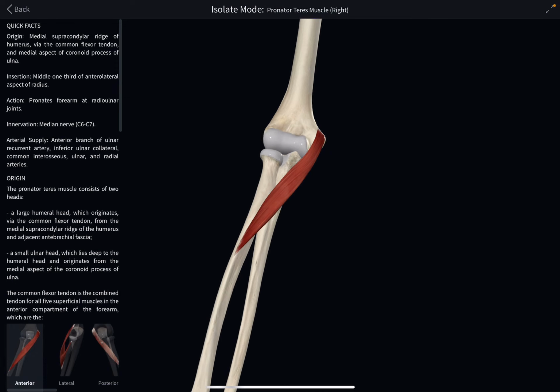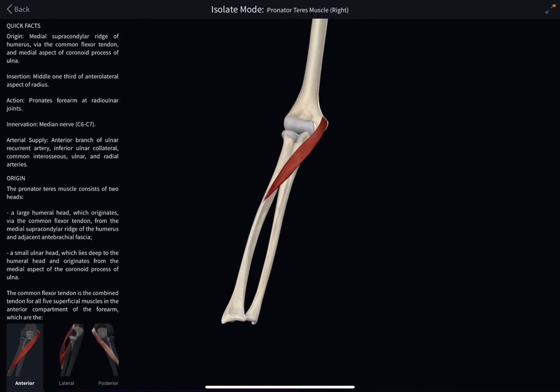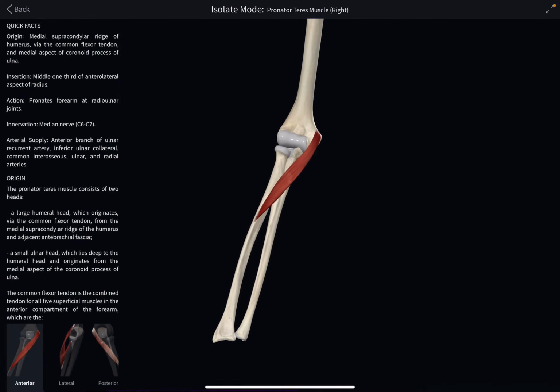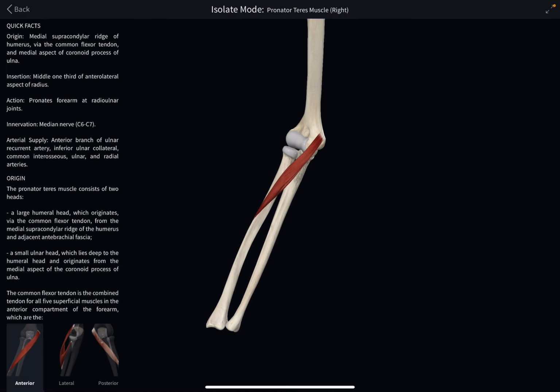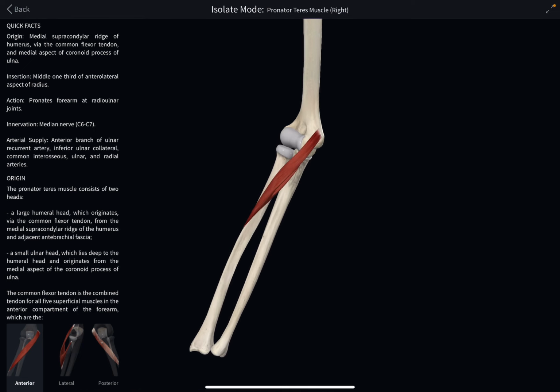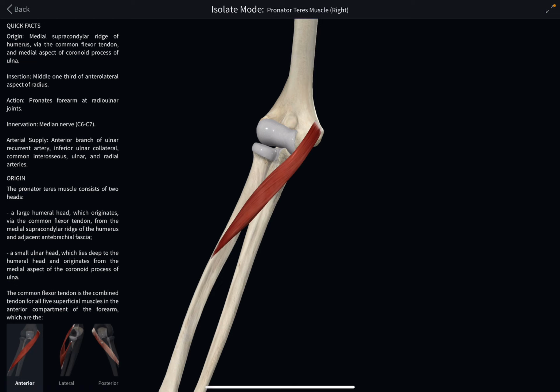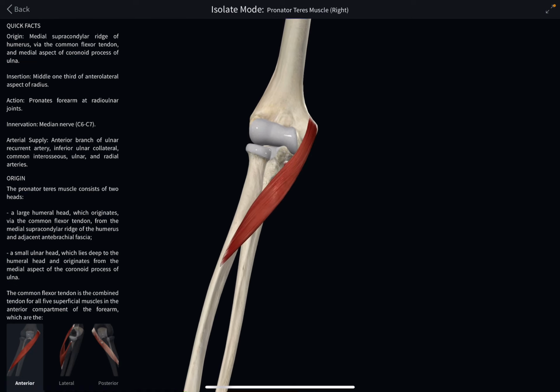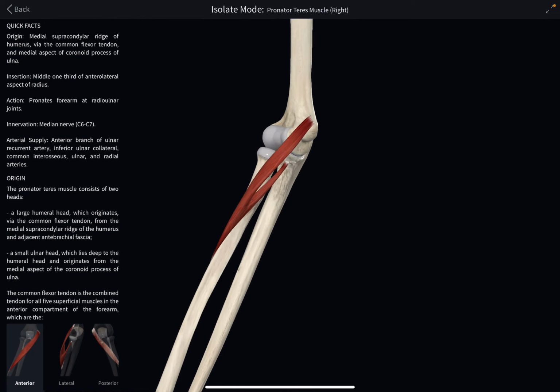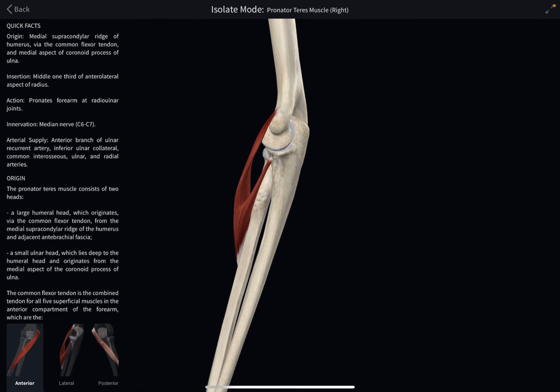It runs downwards and laterally. As you can see, the radius bone is seen, the ulna bone is seen, and the pronator teres at its origin is also seen. So what is the origin of the pronator teres? It actually arises by two heads. One is called the superficial head that arises from the humerus, therefore it's known as the humeral head. And then there is a deep head which arises from the ulna.